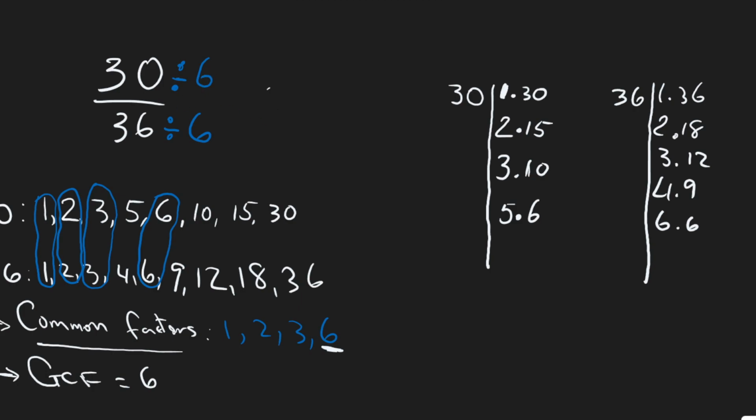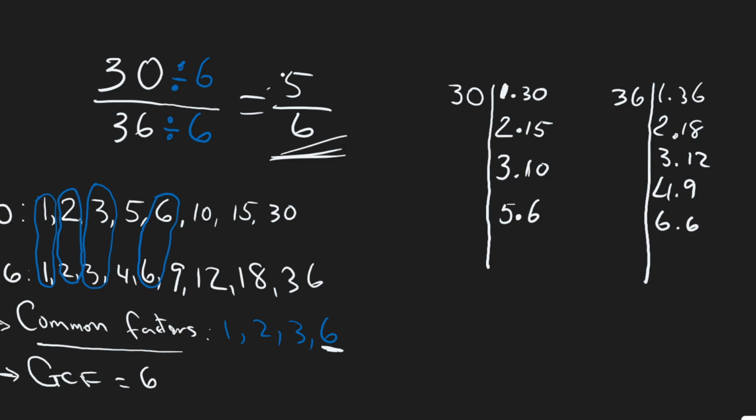And the fraction becomes, so 30 divided by 6 is 5. And 36 divided by 6 is 6. And this is it, guys. That's your answer here. So the fraction 30 over 36 using GCF to simplify it is 5 over 6. Okay. All right, let's do another example.